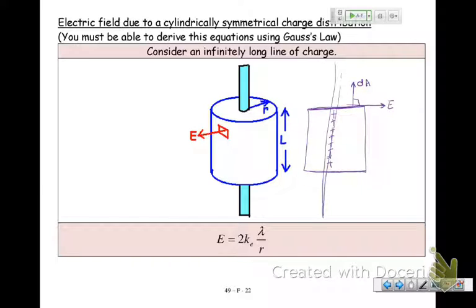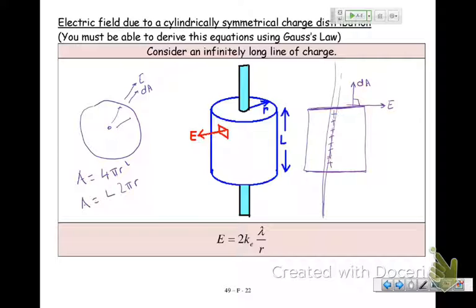So then the only other thing I need to worry about is my sleeve. If I look from above, my sleeve is like that, and it's a constant radius. So my E is constant, and my dA is parallel. So it's like the one we did before, except that rather than the area being 4 pi r squared, my area in this case is equal to L, that's the height, times 2 pi r.